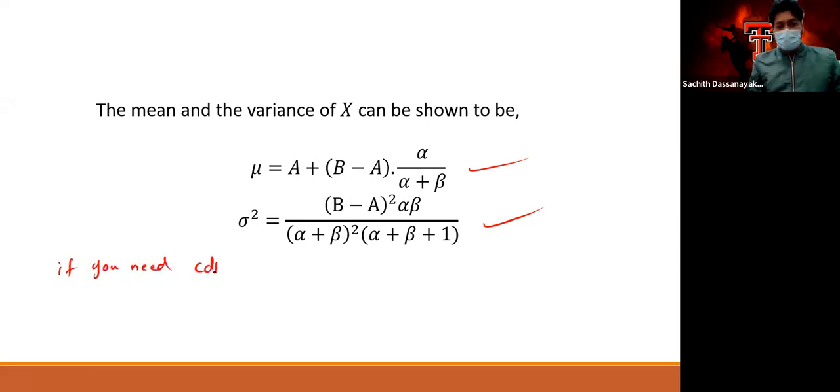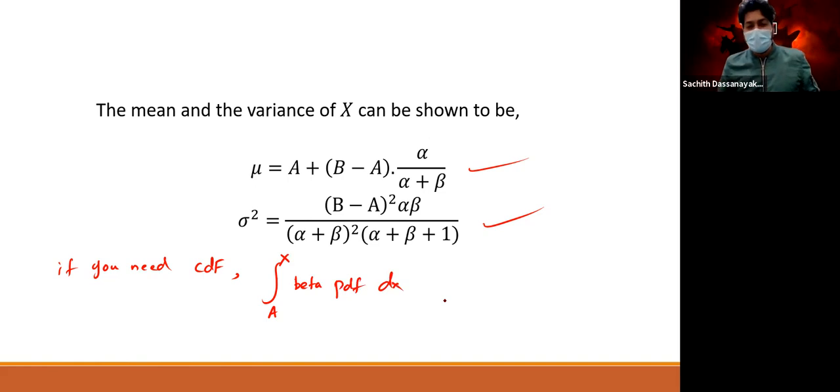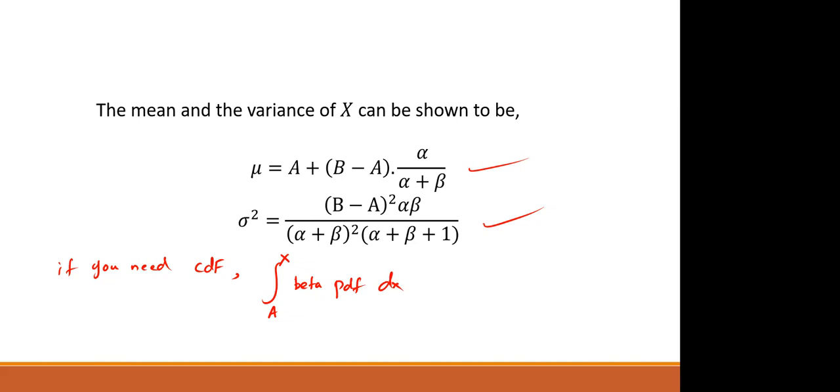If you need a CDF, what you have to do is integrate the beta PDF from its starting value to that particular x value, dx. There is no other way. You have to use your integral skills. Okay, clear? That's it. This is the end of chapter 4.